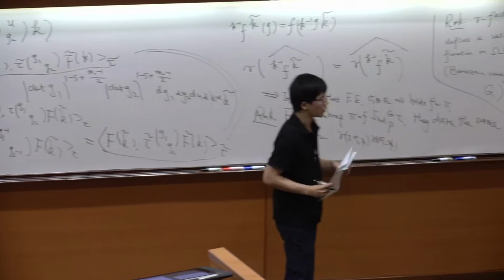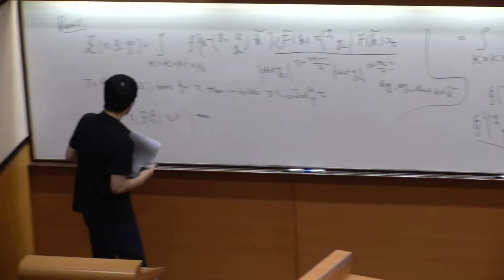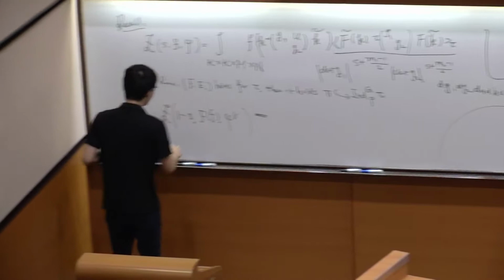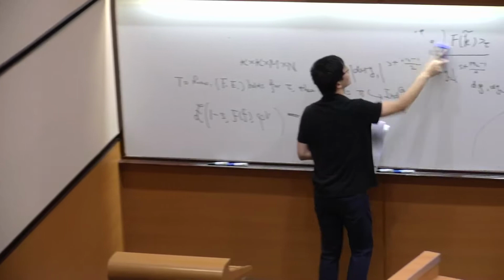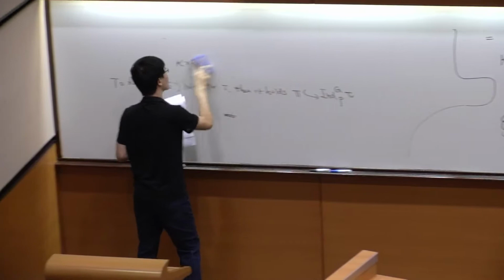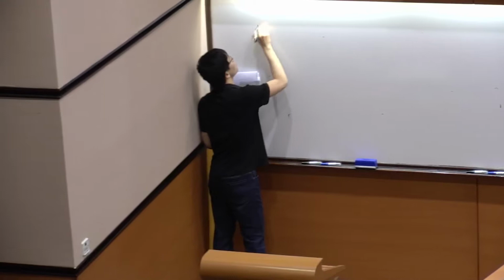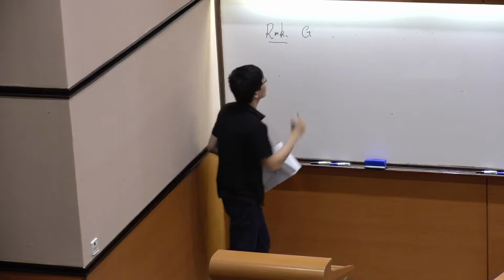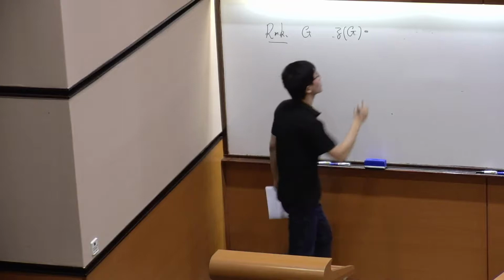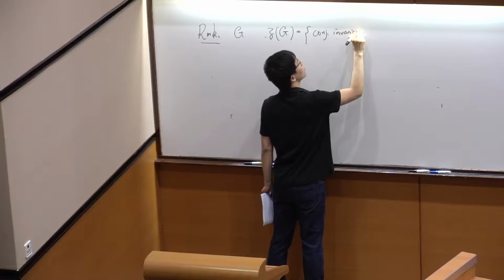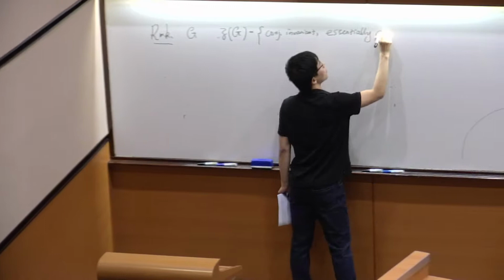Okay, let me write down the definition here. So you want to see the Bernstein center earlier, okay. So here, let me briefly remind you. Suppose you have a p-adic reductive group G, then we have the Bernstein center for G, which consists of all the conjugation invariant and essentially compactly supported distributions on G.